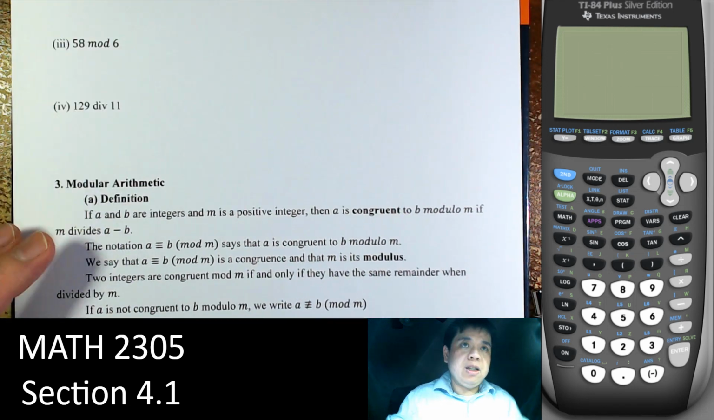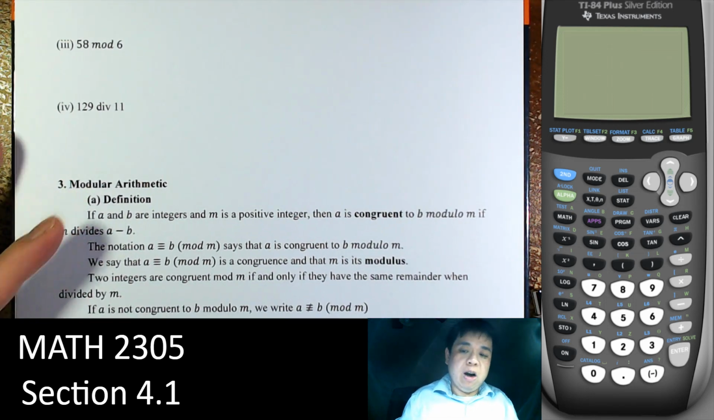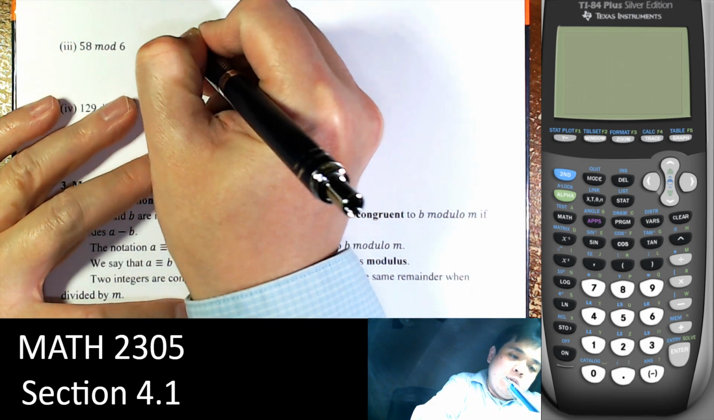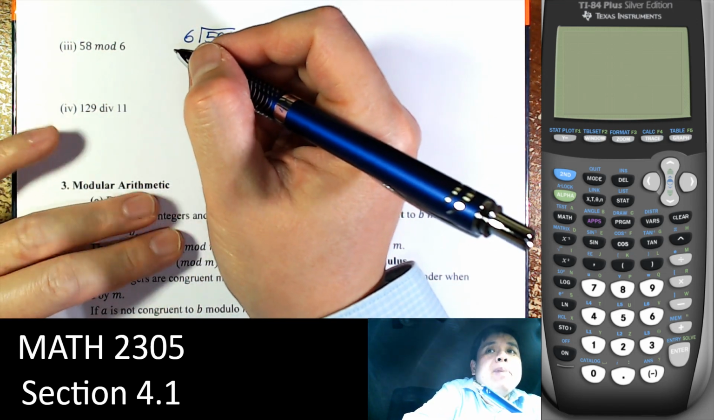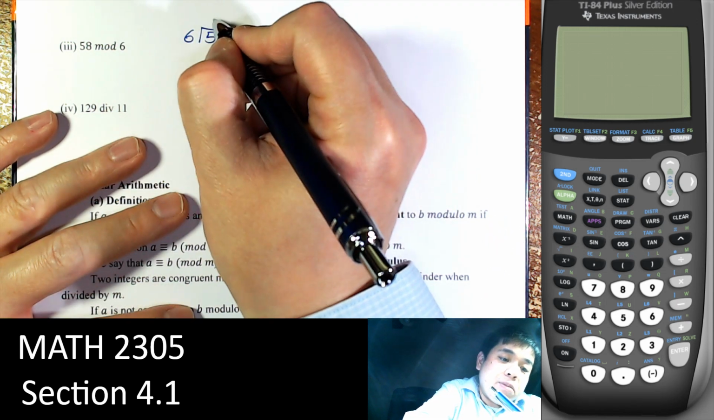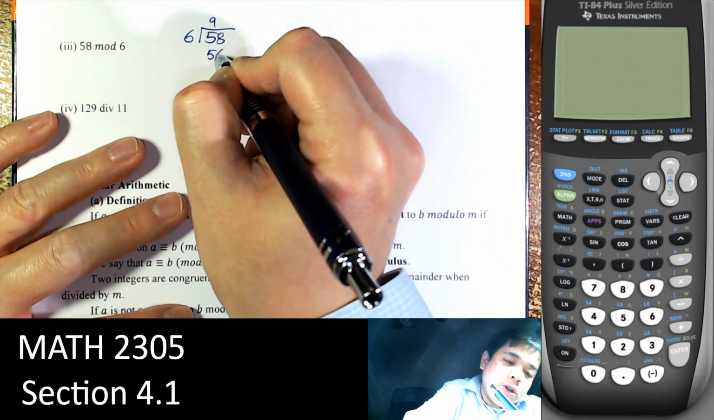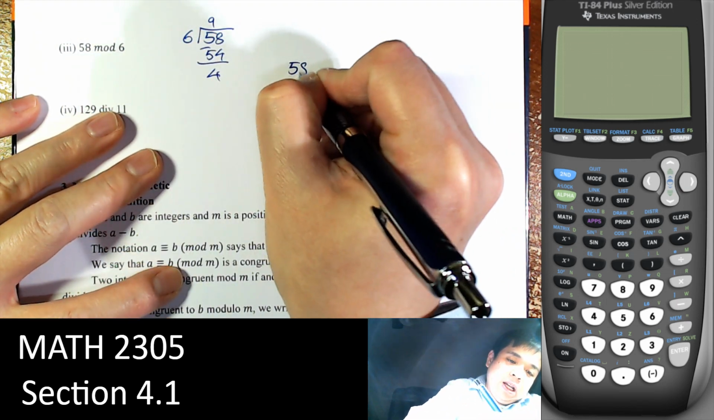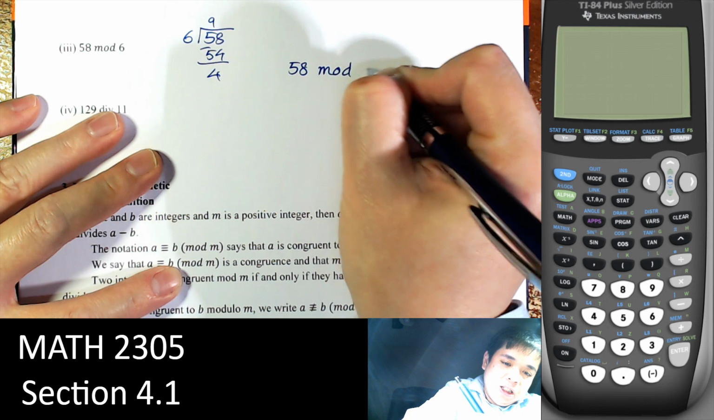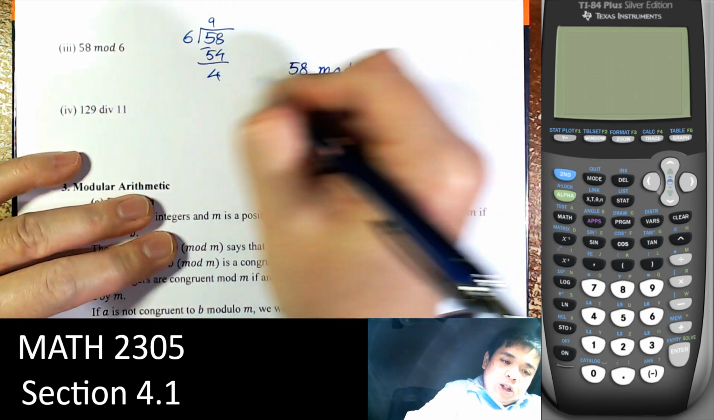58 mod 6. So we find the remainder of this. 6 going into 58. 6 times 9 is 54. So the remainder, we say 58 mod 6 is equal to the remainder 4.